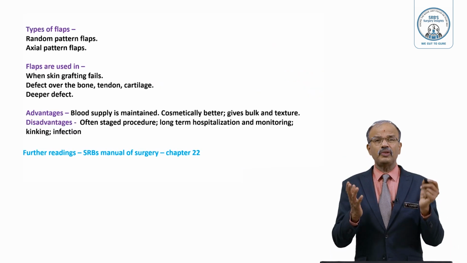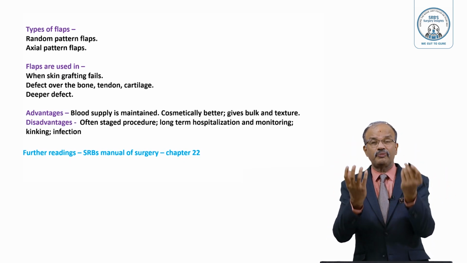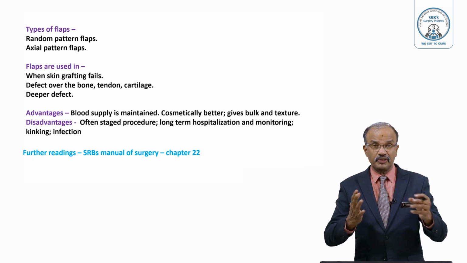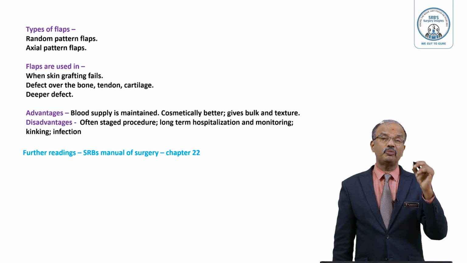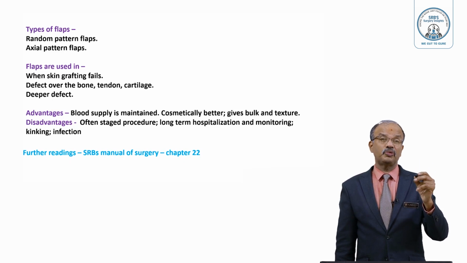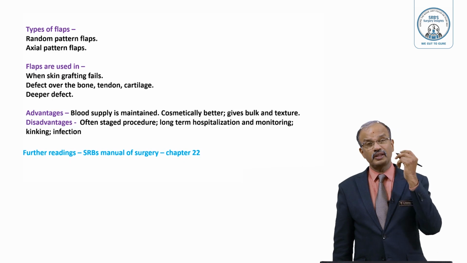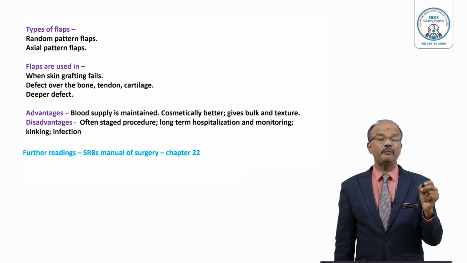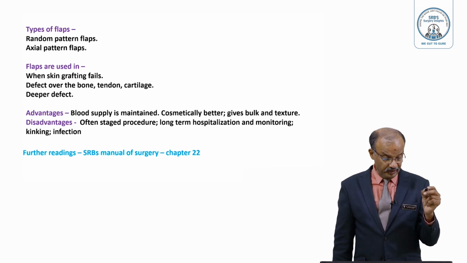Types of flaps, already discussed: random pattern and axial pattern are clear cut. In random patterns, blood supply comes from the base, multiple vessels, whereas in axial it is just one linear blood supply. When are flaps used? It's very important. When a graft fails, when there is exposed bone without periosteum, or cartilage or tendon is exposed, you can't place a skin graft. The graft won't take up. In such situations, a flap is essential. And for deeper defects, like in the oral cavity, in the deeper planes, you need to have a flap. So these are the different areas where we have to use a flap.